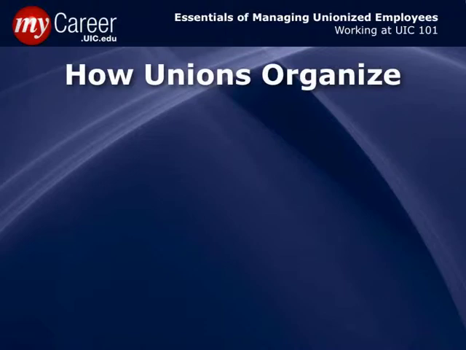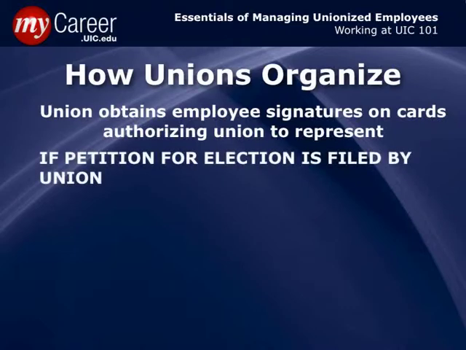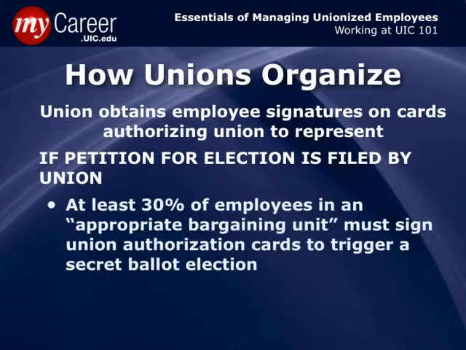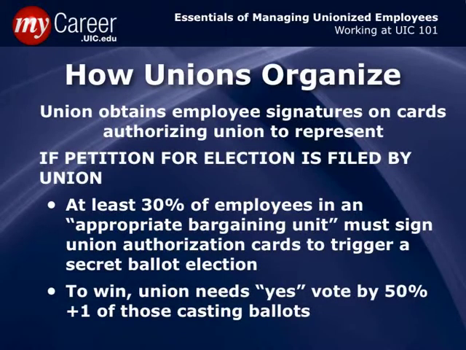Unions organize using mass mailings, phone calls, and visits to employees. A union obtains employee signatures on cards authorizing the union to represent them. A union claim may be recognized in one of two ways. If a petition for election is filed by a union, at least 30% of employees in an appropriate bargaining unit must sign union authorization cards to trigger a secret ballot election. To win, the union needs yes votes totaling 50% plus one of those casting ballots.